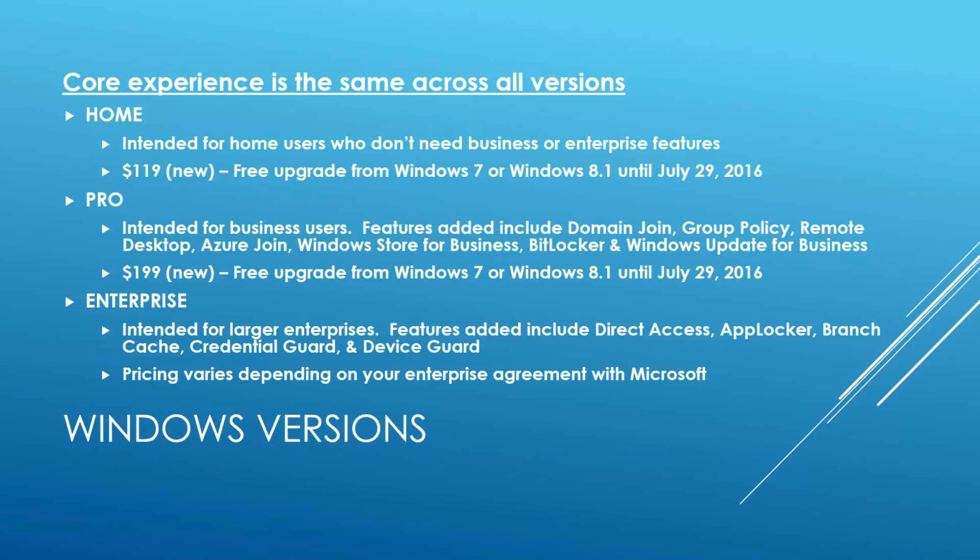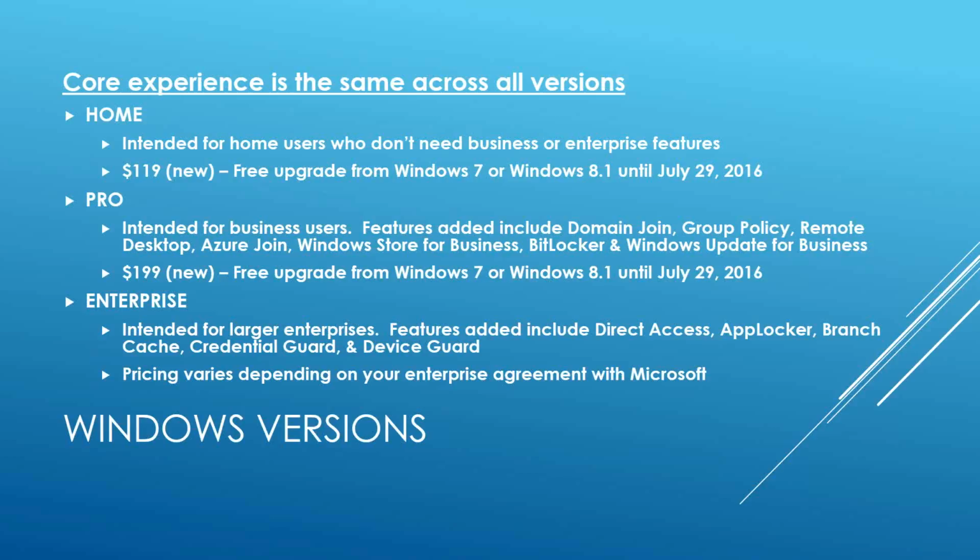So the core experience in Windows 10 is the same across all the different versions, and they've tried to simplify that in a number of versions, although there are still more than one. So the base version is their Windows Home, Windows 10 Home, obviously intended for home users that don't need all the business or enterprise features. So they aren't looking for a group policy, they don't need to join a domain, they're not trying to push applications to 100 users, they want to run Windows on their home machine, their personal machine.